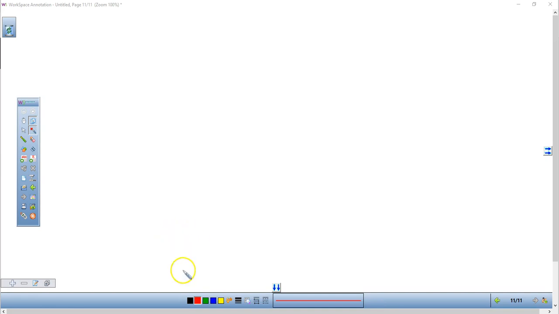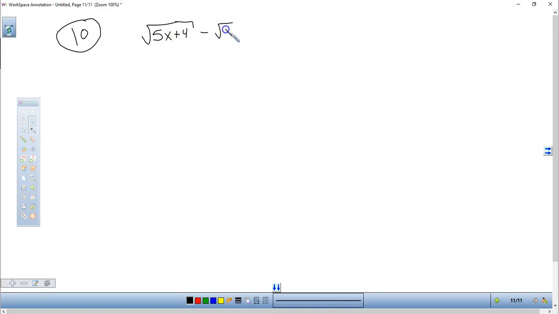Alright, last one, number 10. Got the square root of 5x plus 4 minus square root of x equal 4. I would pause the video and try this one. I will say this, when you work through this one, you'll get to a point where there's some pretty big numbers. Divide by 16 is going to be the hint. Whenever you got it set equal to 0, divide by 16 before you try to factor. Let's go ahead and try to work this one.